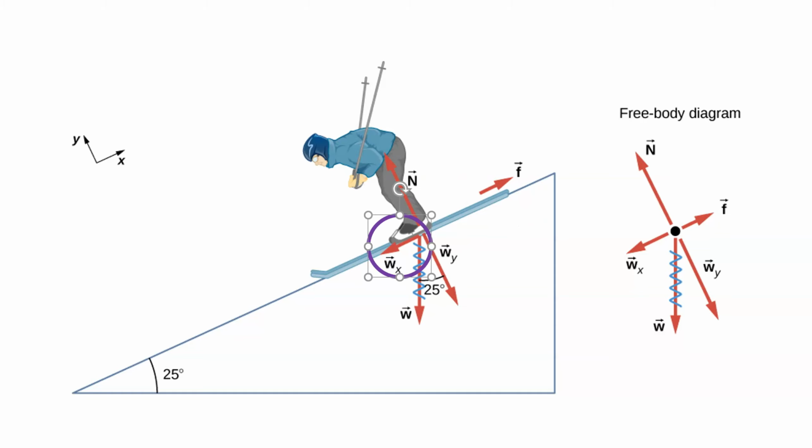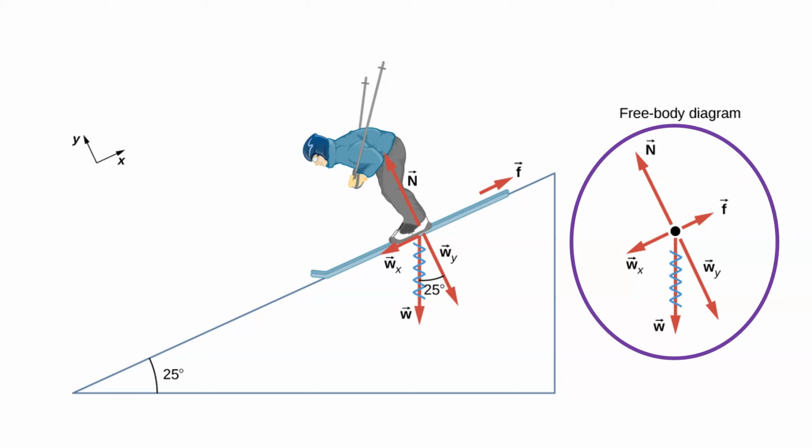The parallel component of the weight, the x component, is the force that's pulling the skier down the hill. In next week's module, we'll learn how to model frictional force on our free body diagrams. In this image, there is a frictional force acting in the direction opposite to the downward motion.